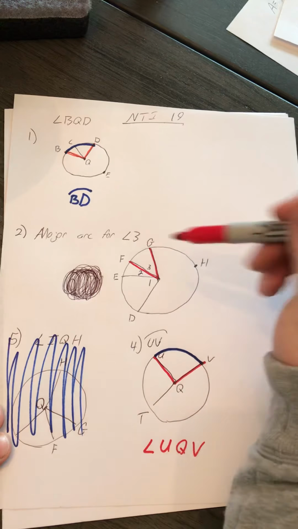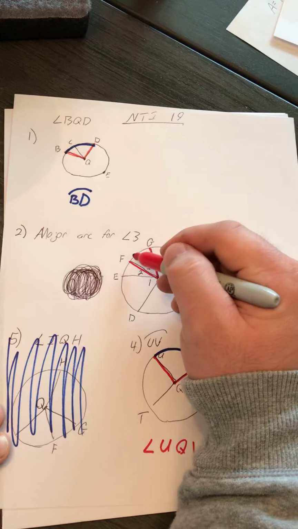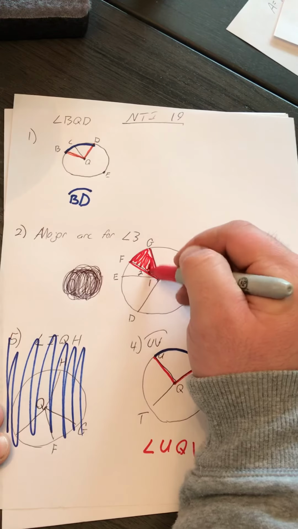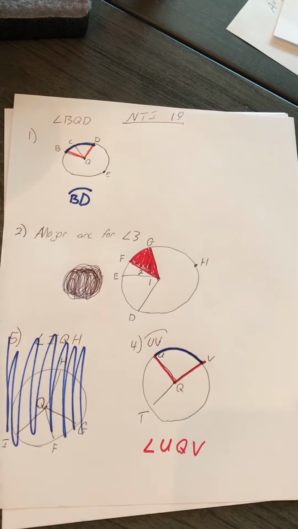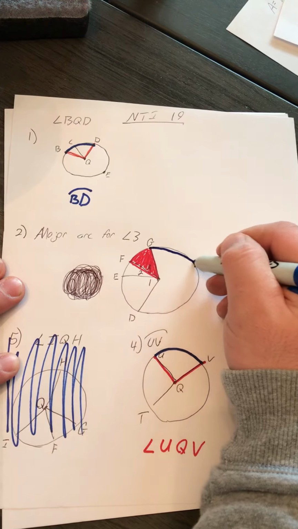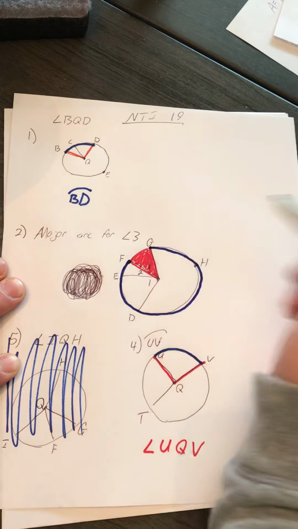The major arc means it's not talking about the little part of it, it's talking about the big part of it. So it wants you to name not this, but everything that's not inside of that. Okay? So what's not inside of that looks like this. Since it's the major, it wants the big one, not the small one. Okay? So I can name that a couple different ways.